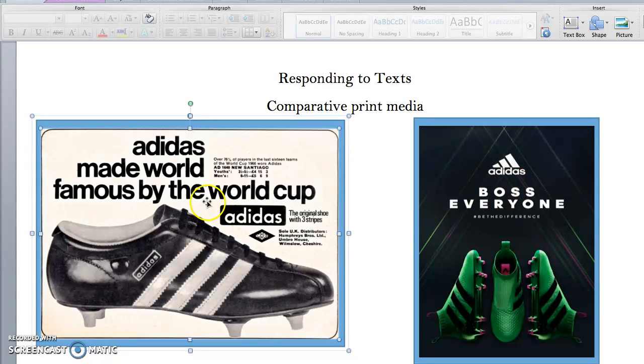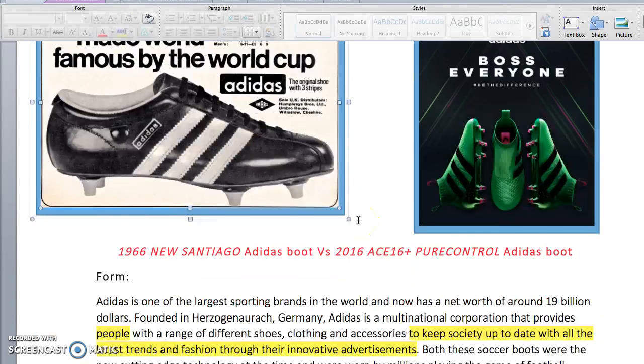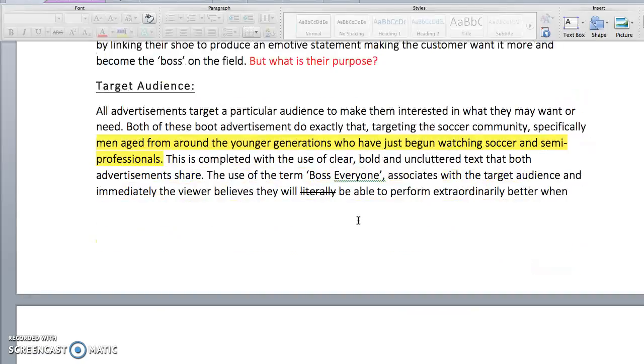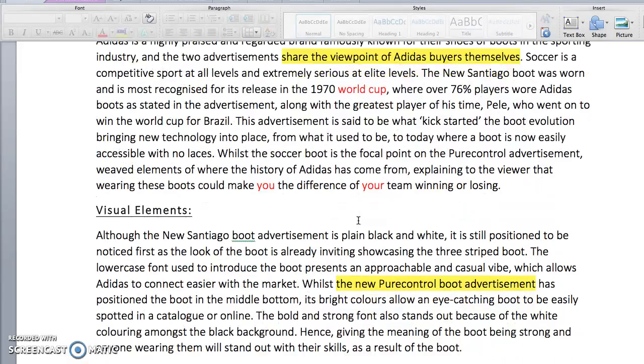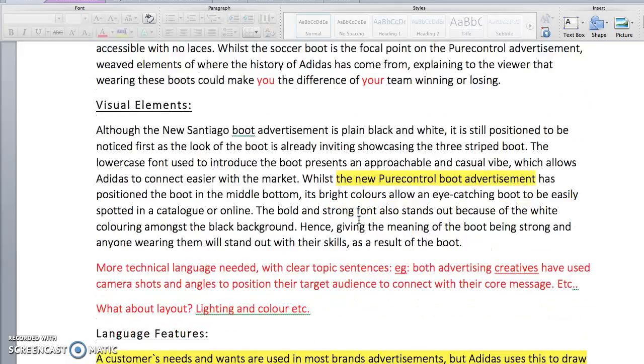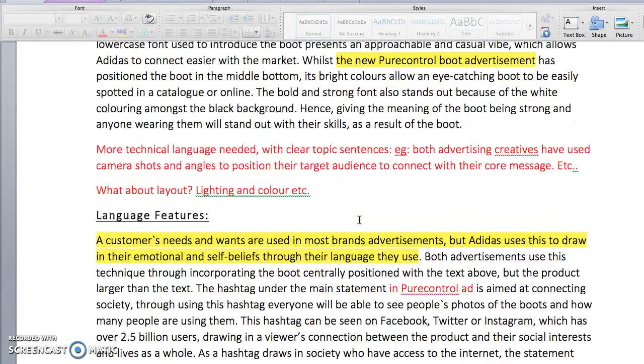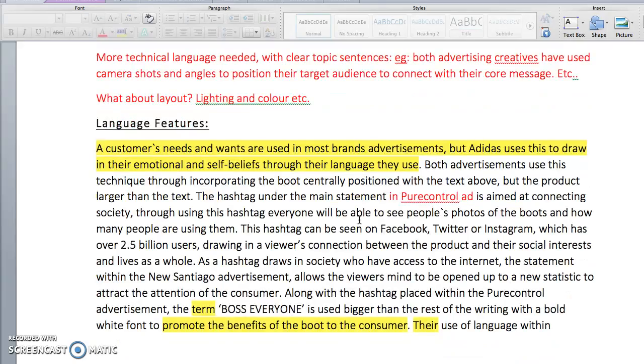Lighting and color. The fact that this is in black and white probably makes me think that it was a newspaper advertisement rather than a magazine advertisement. So you've got a bit more work to do here on both the language and the visual elements. Go back to that elements of visual language at the very bottom. I've written out the language features that you need to look at.